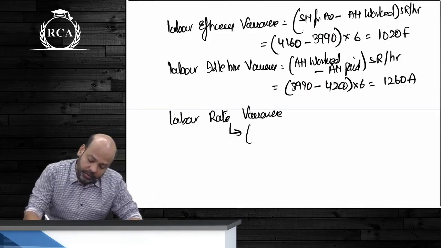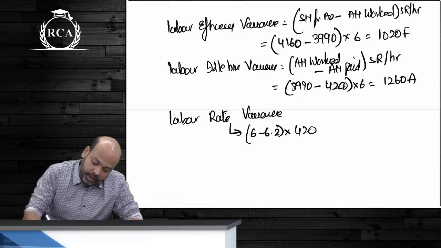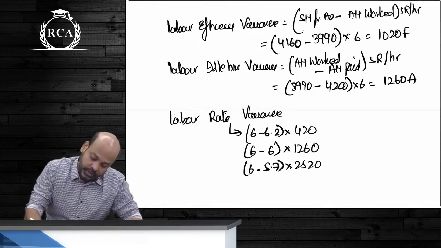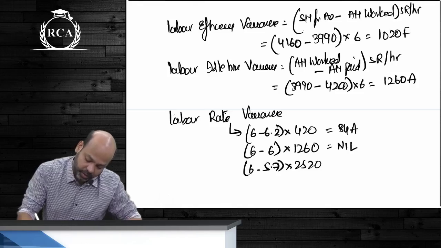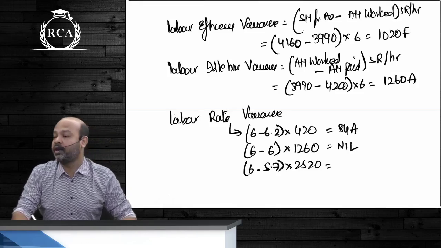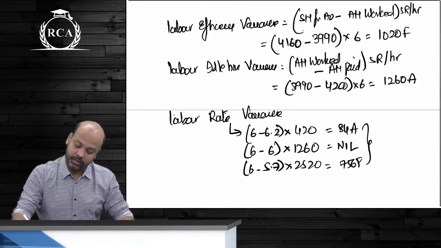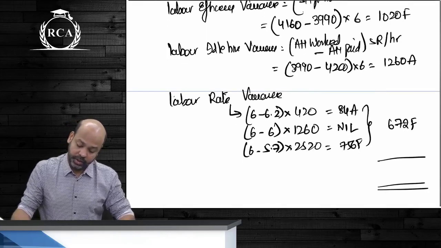Labor rate variance, guys, I told you can compute it separately for those many hours. So it is 6 minus 6.2 for 420 hours. It is 6 minus 6 for 1260 hours, and it is 6 minus 5.7 for 2520 hours. How much will it come to? This is 84 adverse, this is 0, and this 0.3 means 756 favorable. The total of the three is 672 favorable. Can you add all the variances?